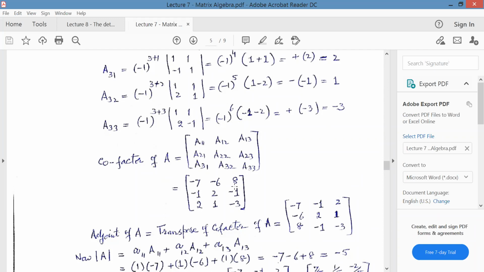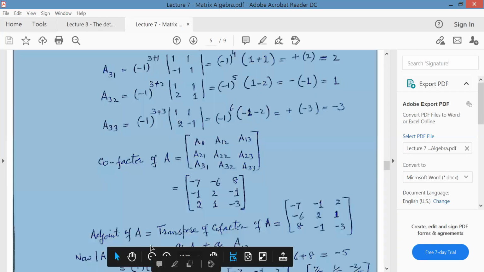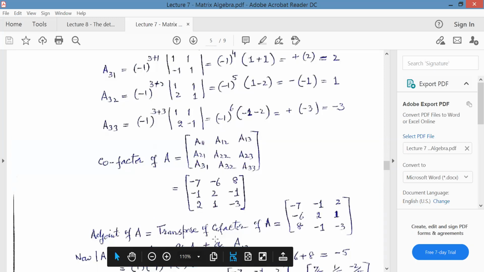So this was the cofactor matrix of A. Now, अब हम निकाल रहे हैं adjoint of A. Adjoint matrix कैसे निकलेगी? Transpose of cofactor of A. First row you interchange as first column. So -7, -6, 8 will become the first column. Second row is -2, 1, -1, make it the second column. Third row is 2, 1, -3, make it the third column. This matrix is called the adjoint of it.